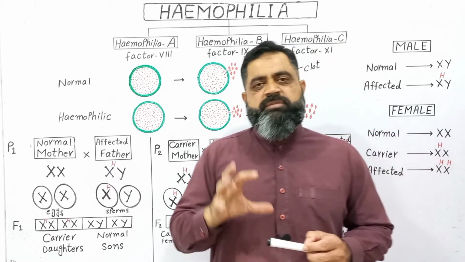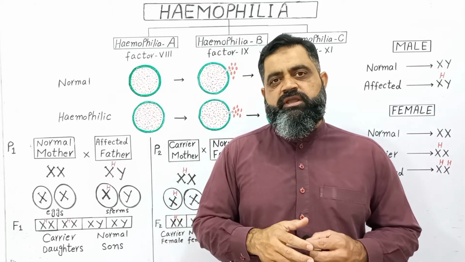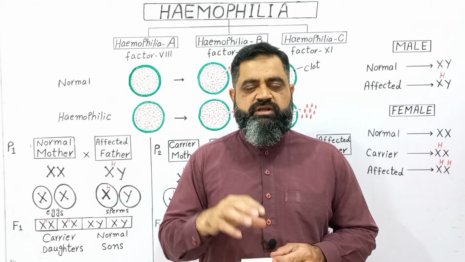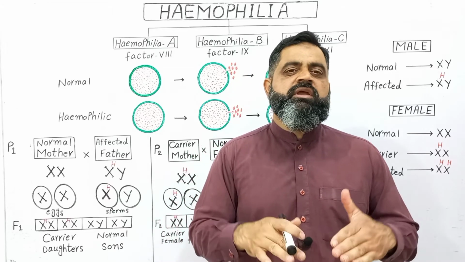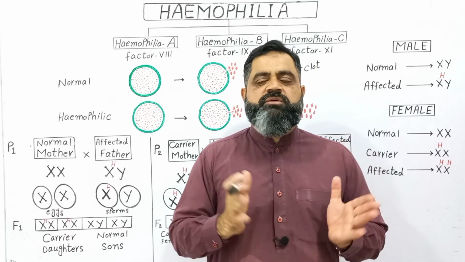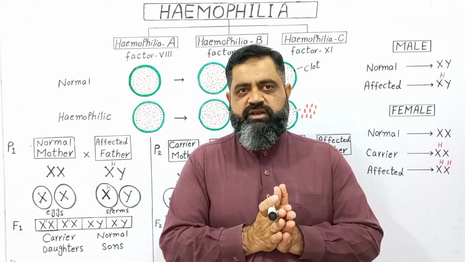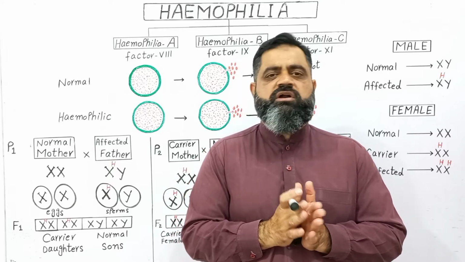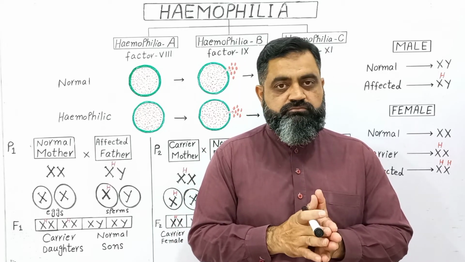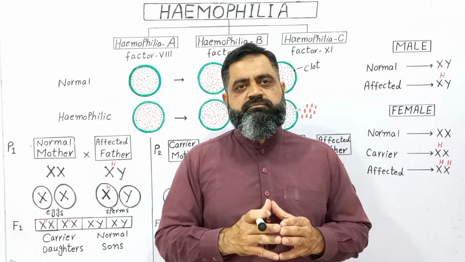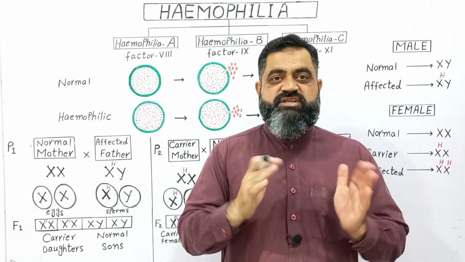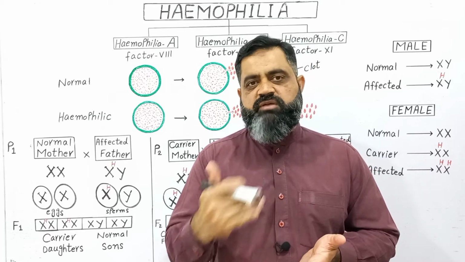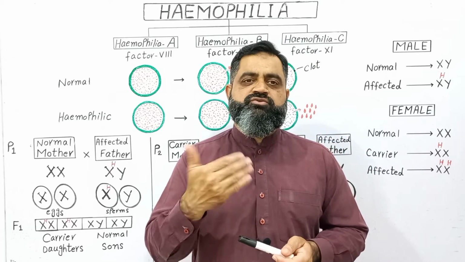This bleeding, if it takes place in the brain, may cause many severe problems, and it can also occur at joints, and it can happen anywhere in the body due to some injury. So this is a life-threatening disease which is very common in males and not very common in females. Now we are going to discuss the genetics of this disease, and how it runs in families and is transferred from parents to their offspring.